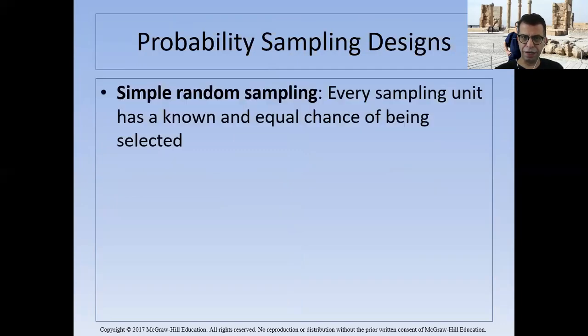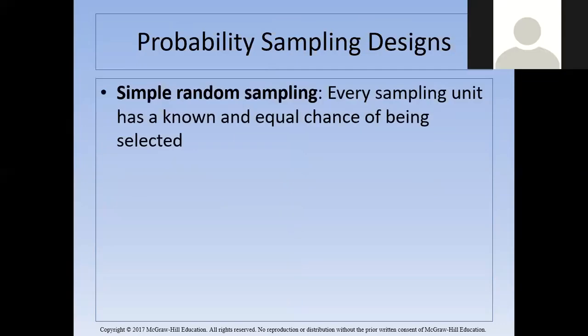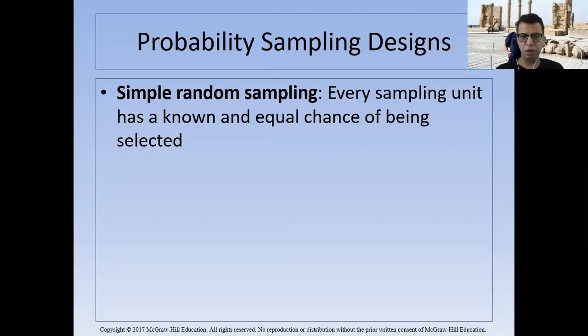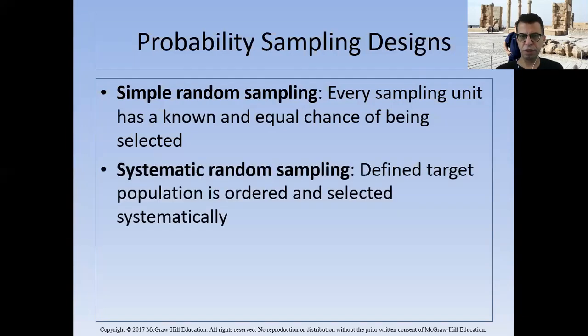Probability sampling design: simple random sampling. Every sampling unit has a known and equal chance of being selected. As we said in the beginning, if there are 100 people, there is a 1% chance for every person to be selected. This is simple random sampling, and they have an equal chance of being selected.